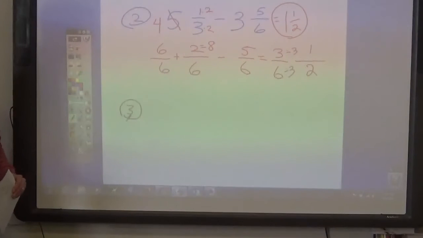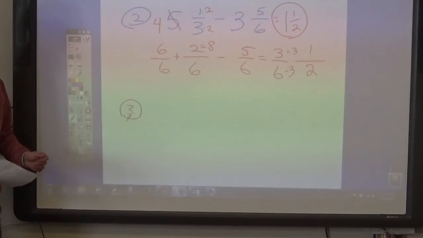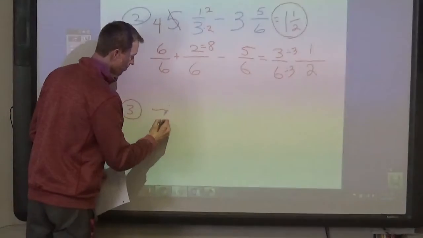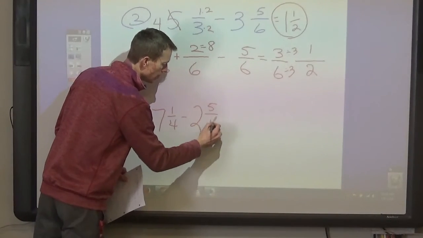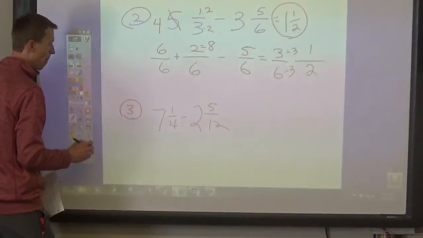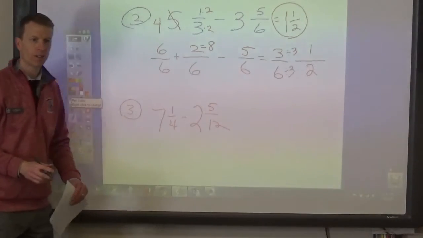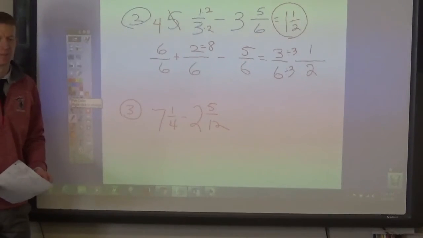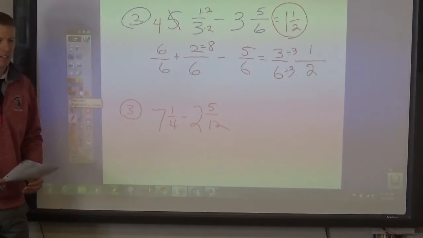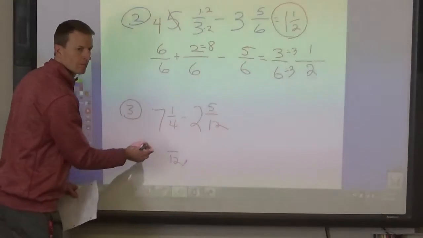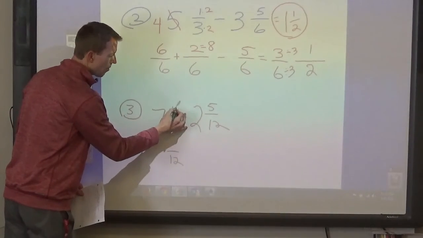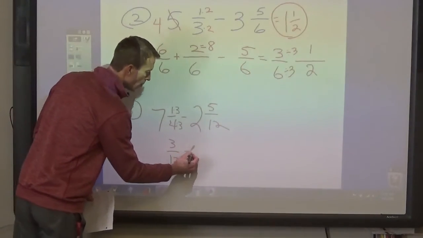Pay attention, you guys. 7 1/4 minus 2 5/12. Okay? What should we convert the fourths to? Abby? 12. How many twelfths is that? Yep, 3 twelfths. 3 twelfths minus 5 twelfths.